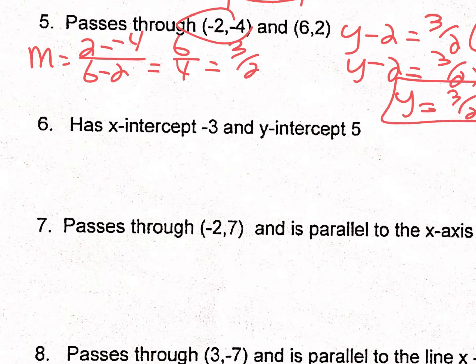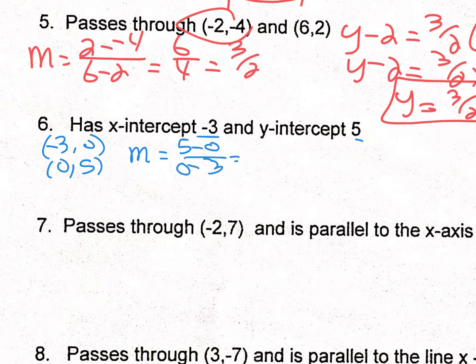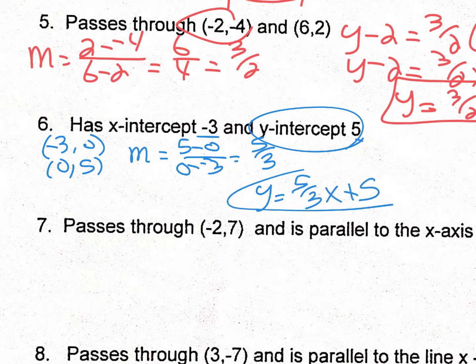Number 6 has x-intercept -3 and y-intercept 5. The x-intercept -3 is this point, -3, 0. The y-intercept 5 is the point 0, 5. Again, we need the slope. So slope is going to be y minus y over x minus x. That's a 3 on the bottom. So it's going to be 5 thirds. And this time I know what the y-intercept is and the slope, so I can just do slope-intercept. y equals 5 thirds x plus 5. Slope-intercept form. I knew both that time. Once I found the slope, I already knew the y-intercept, so I was good to go.